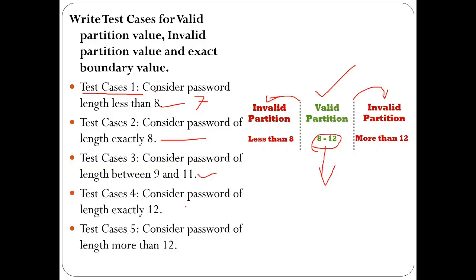Next, consider the password length exactly 12. You are going to enter 12 characters here and check how it works. The next test case is a password length of more than 12. Now you are going to enter more than 12 characters, which comes under this partition. So these are the test cases of the boundary values, which will decide whether that condition works or not.